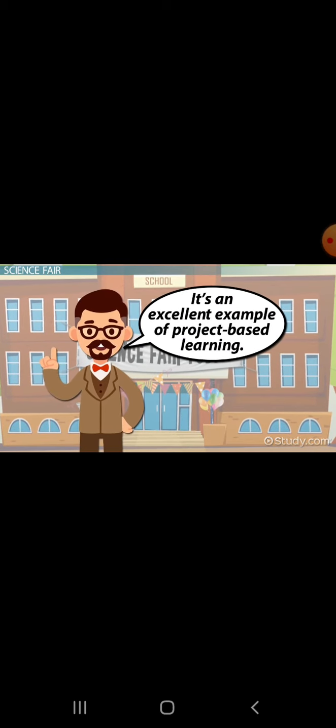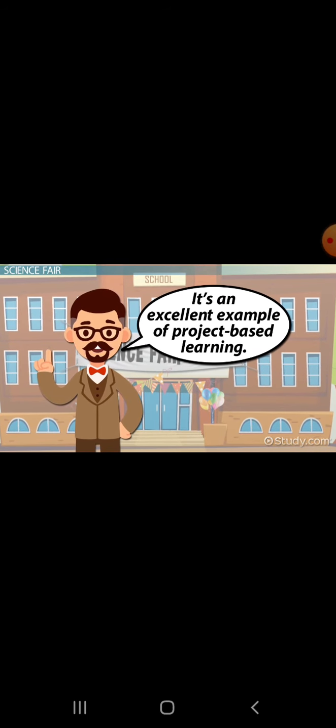Mr. Darwin also relies on the old standby, the classic science fair. Yes, it may be old school, but participating in a science fair is an excellent example of project-based learning. For his science fair, Mr. Darwin lets his students choose from a variety of areas in science from which they draw their key questions. Students then check with Mr. Darwin to see if their key question is suitable and begin their research.